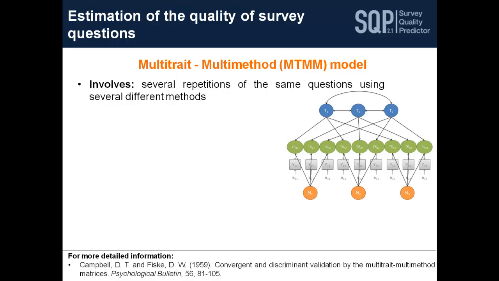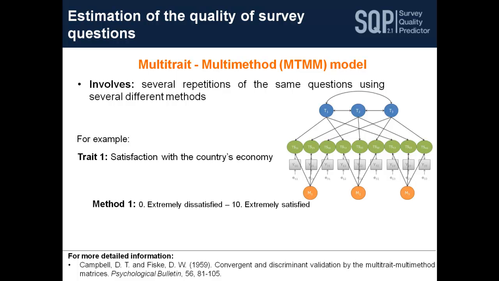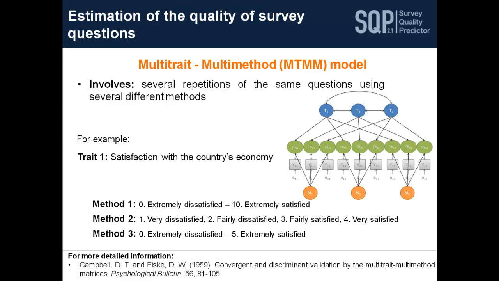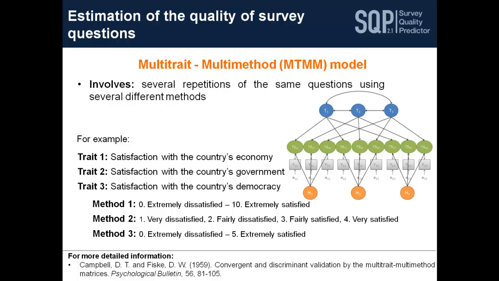The MTMM approach consists of measuring several related concepts by asking them multiple times using slightly different methods, for example, different response scales. For identification purposes, the most common design is a 3-trait by 3-method model, like the one presented in the picture. For example, let's imagine that we want to measure a variable of interest about satisfaction with the economy. The question would be first asked using method 1, a response scale from 0 to 10, where 0 is extremely dissatisfied and 10 is extremely satisfied. After this, it would be asked using the different response scales from method 2 and method 3. The same procedure would be repeated for 2 other variables of interest.